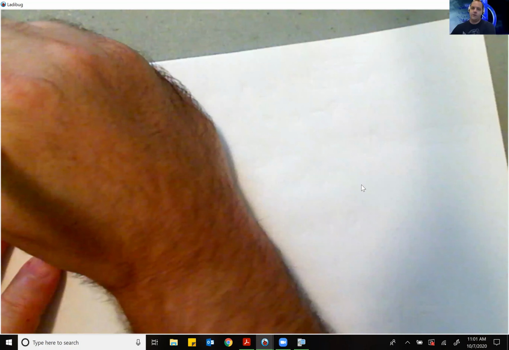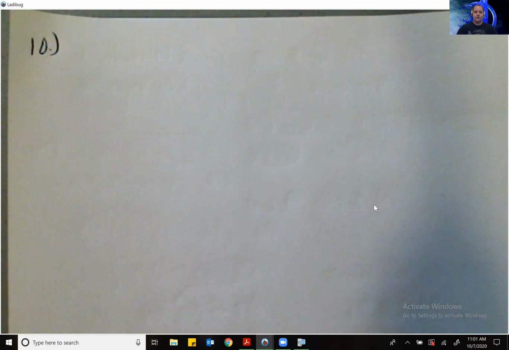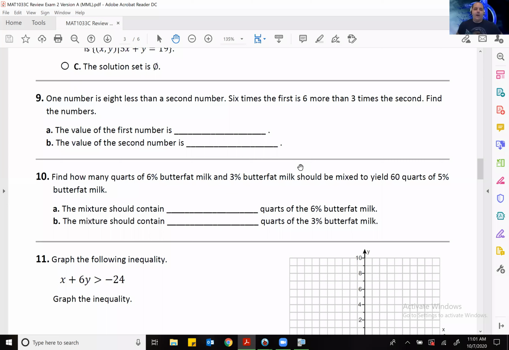Number 10, the last word problem. All right, this one is one of those mixture problems. Okay, so this one says, how many quarts of 6% butterfat milk and 3% butterfat milk should be mixed to yield 60 quarts of 5% butterfat milk?